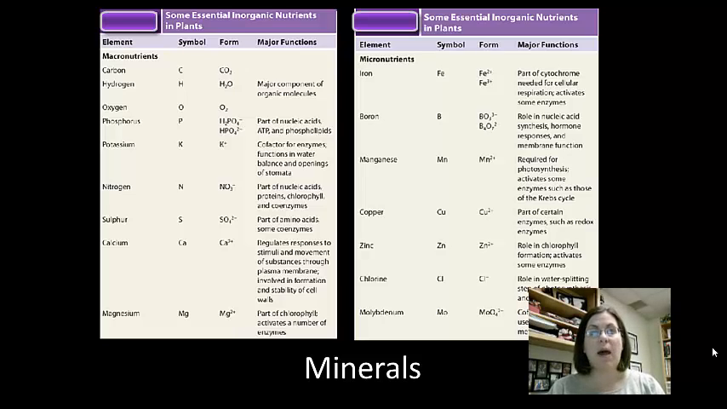So we've talked about water, sugars, and minerals. So plants need to transport these substances, water and minerals, up from the soil to the leaves. And then, of course, sugars made in photosynthesis in the leaves down to other parts of the plants, whether it's the flowers, the stems, or the roots.